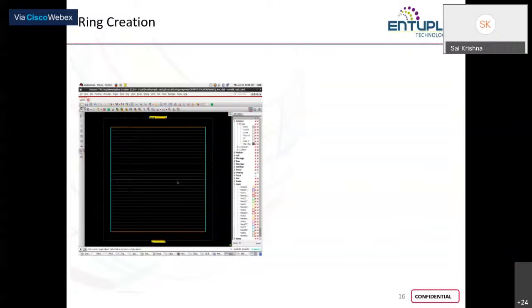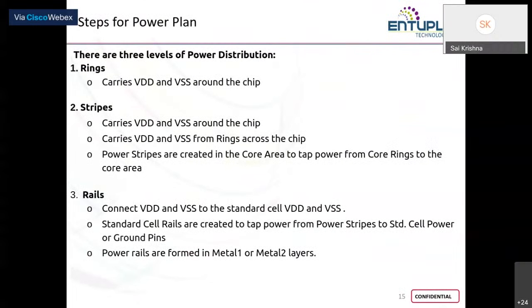If you recollect the full custom flow that was discussed yesterday in the first session, we created a VDD and VSS rail. Remember that? That VDD and VSS rail is what is represented here as standard cell rows. So during your power plan, you first create a ring, and then the strips, and then the rails.